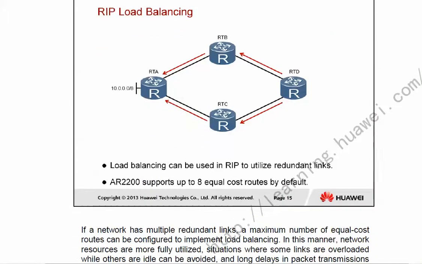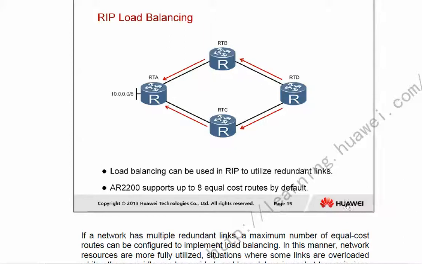RIP load balancing. Load balancing can be used in RIP to utilize the redundant links. The AR2200 supports up to 8 equal cost routes by default.